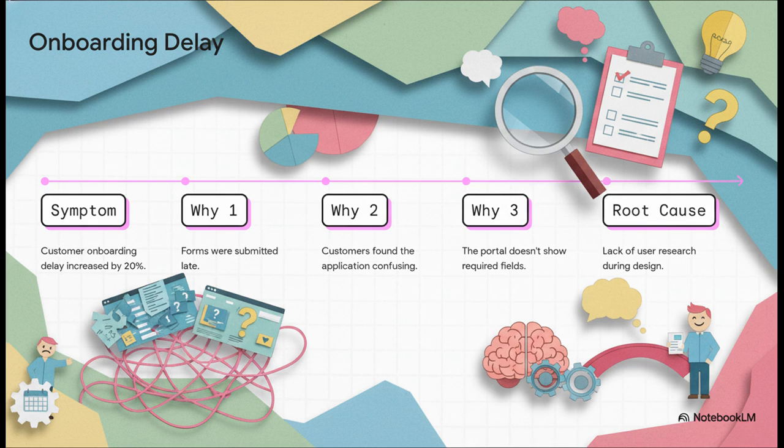Just look at where we landed. The true root cause isn't that customers are slow. It's a fundamental lack of user research during design. So, fixing the form field solves the problem permanently without ever having to blame the customer. It's a total game changer.